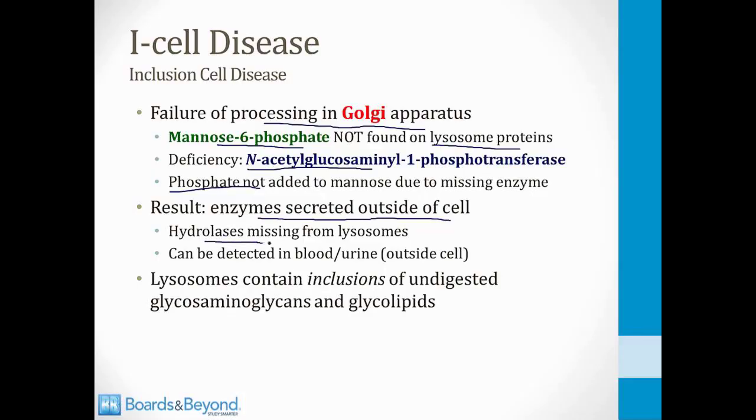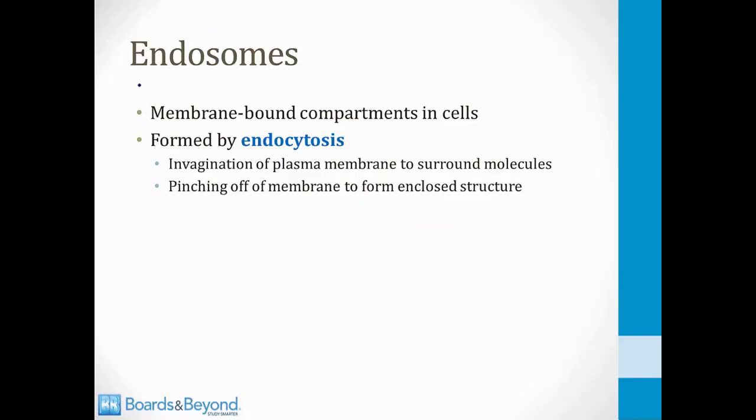This means that hydrolases are missing from lysosomes, but you can actually find them in the blood and urine because they are being created by cells. They're just not going to the lysosome. As a result, lysosomes develop inclusions of undigested molecules like glycosaminoglycans and glycolipids, and this is why it's called I-cell disease. So continuing our tour of cellular structures, let's talk about endosomes.